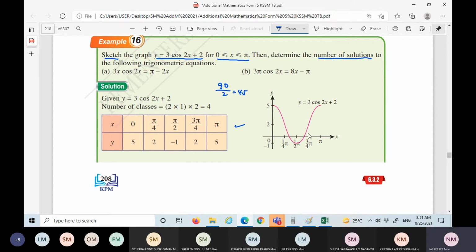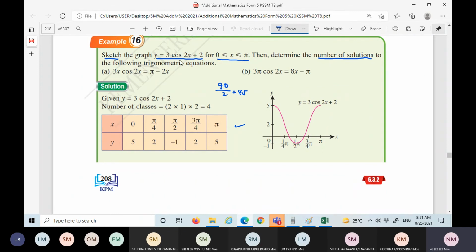Okay, then this is a sketching of the graph. This one I don't go through. Now I want to do the second part: how to get the other graph, the equation. We do the same thing like just now. So you see 3 cos 2x plus 2.